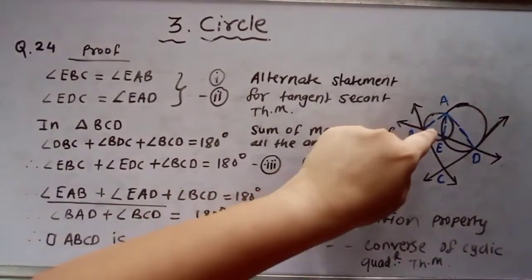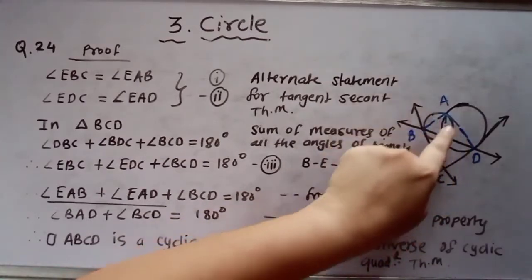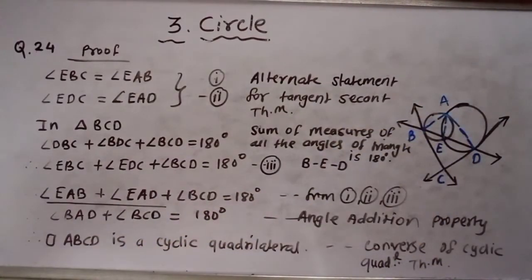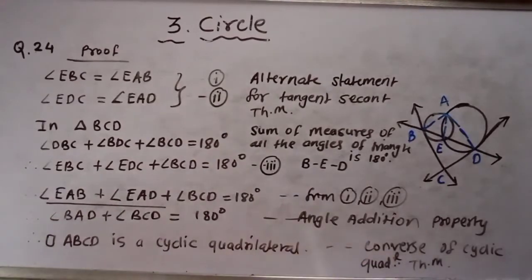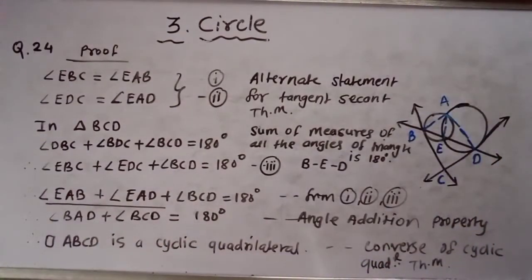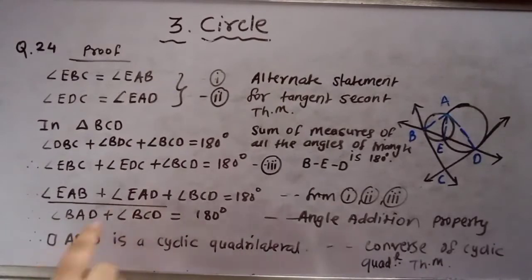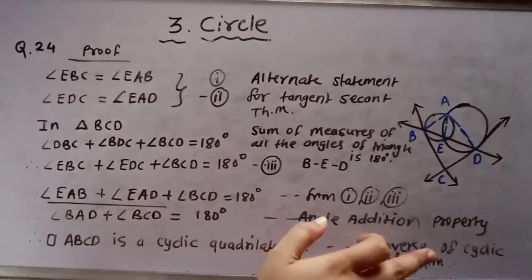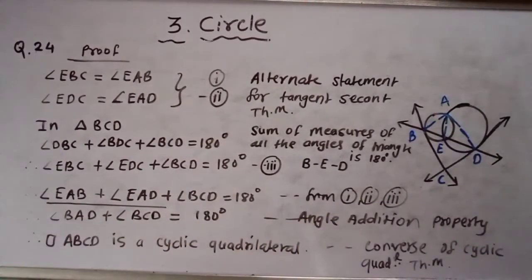So instead of these two I am writing angle BAD plus angle BCD is equal to 180 degrees. Now angle BAD and angle BCD are what? Opposite angles in a quadrilateral. So by the converse of the cyclic quadrilateral theorem, what can we say? Here we are getting that the opposite pair is supplementary. So we can write that quadrilateral ABCD is a cyclic quadrilateral by the converse of the cyclic quadrilateral theorem. Are you getting it, class? This proof is also very simple. Write this down in your notebook.